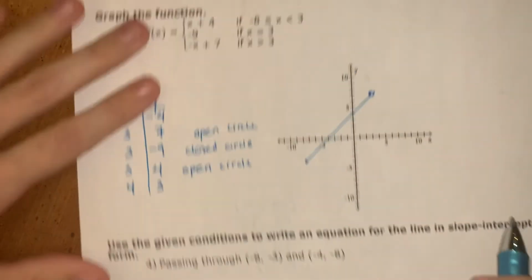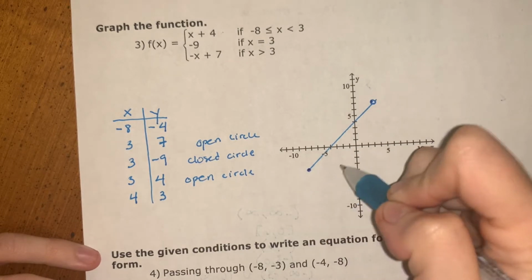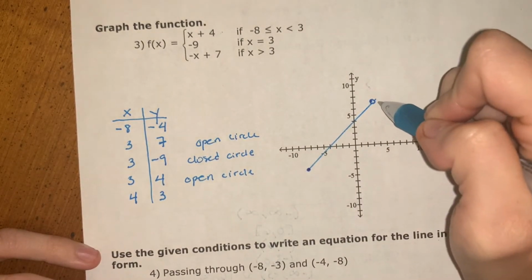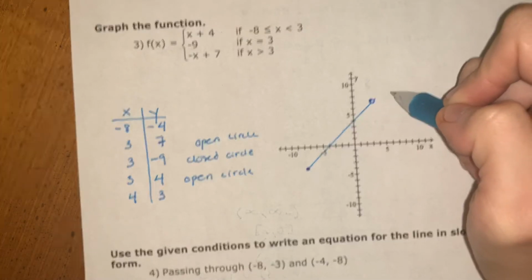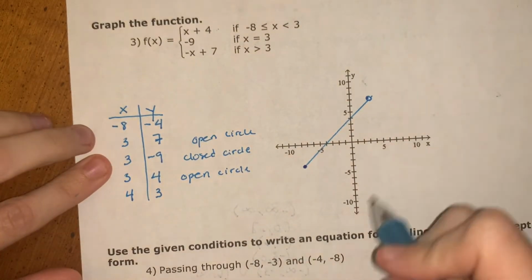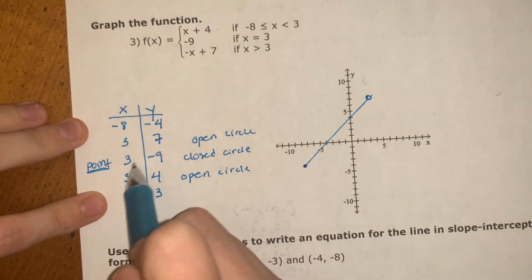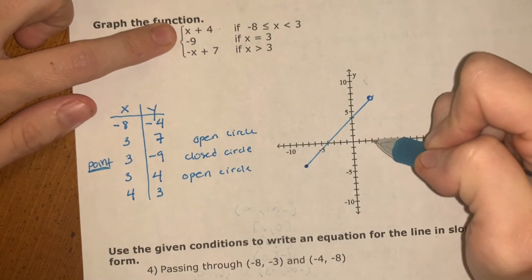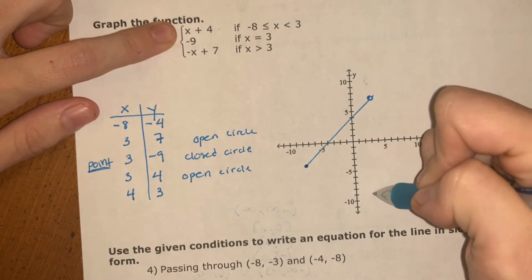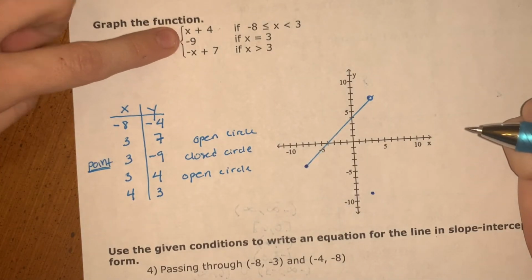All right, so we're going to include -8, so closed circle at -8, open circle at 3, because we approach and come close to 3, but we're not including it, right? Then we have a point at (3, -9). So we go to 3 and down to -9, and just plot that point. That takes care of that piece, okay?